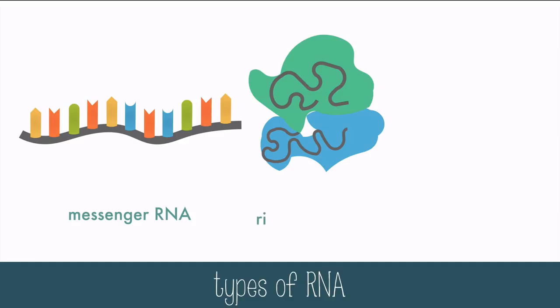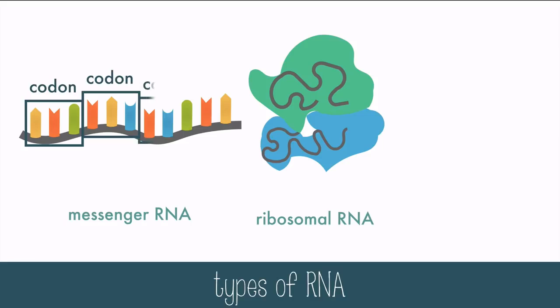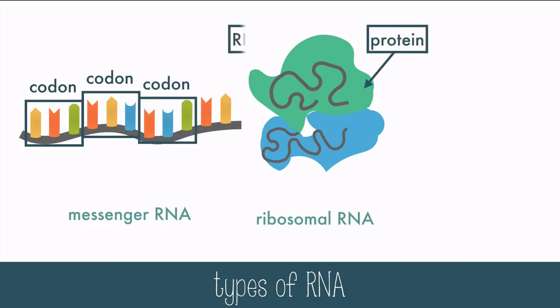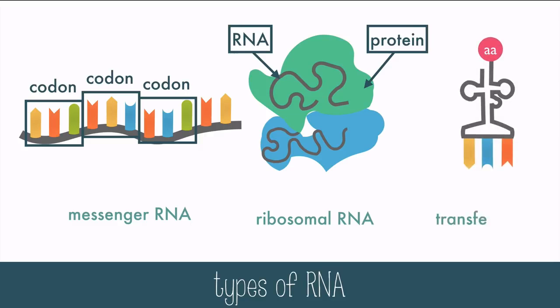mRNA is read 3 bases at a time, and these 3 bases are called codons. Now, the ribosomes are made of protein and RNA, and the ribosomes are the protein-making machines that read the mRNA code and add the correct amino acid using tRNA. Remember, tRNA stands for transfer RNA. And that's because its purpose is to transfer the right amino acid to the ribosome to build the protein.